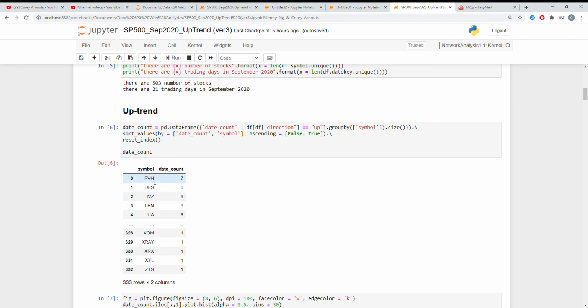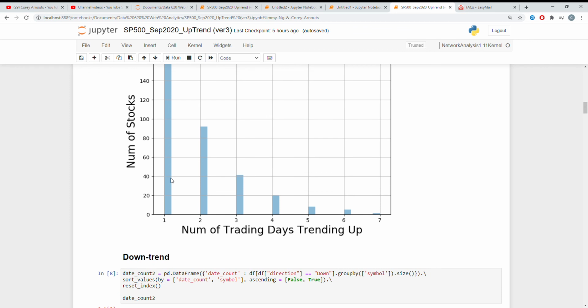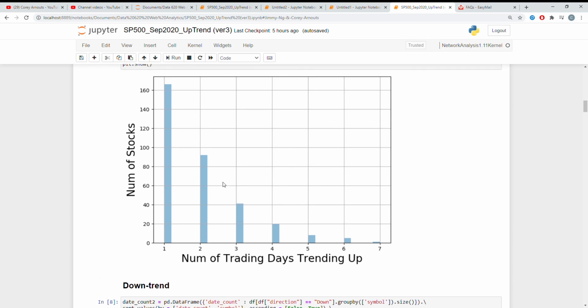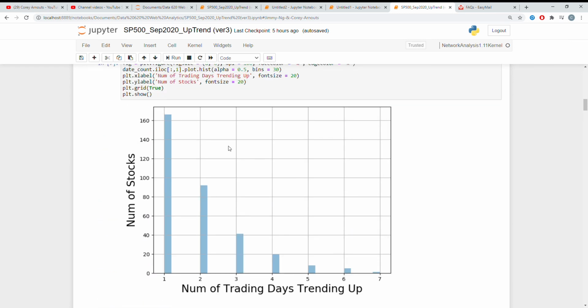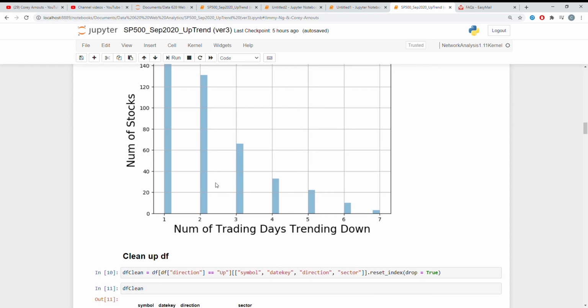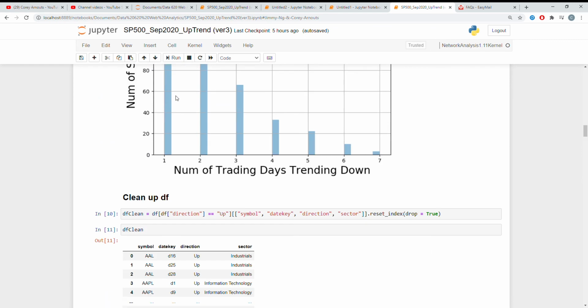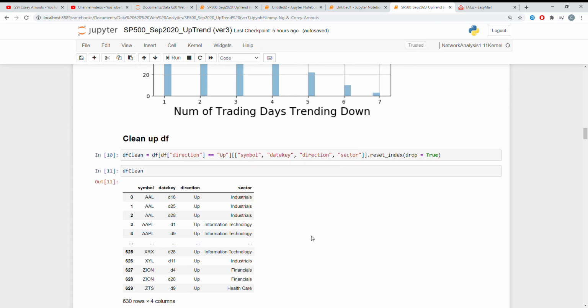We have PVH had the most up days here. We look at the distribution of stocks that went up. Most of them had roughly 1 or 2 days. Some maybe had none, or I think all had at least one, it looks like. And then we look at the downtrend as well, a similar distribution. Most had 1 or 2, maybe 3 days going down.